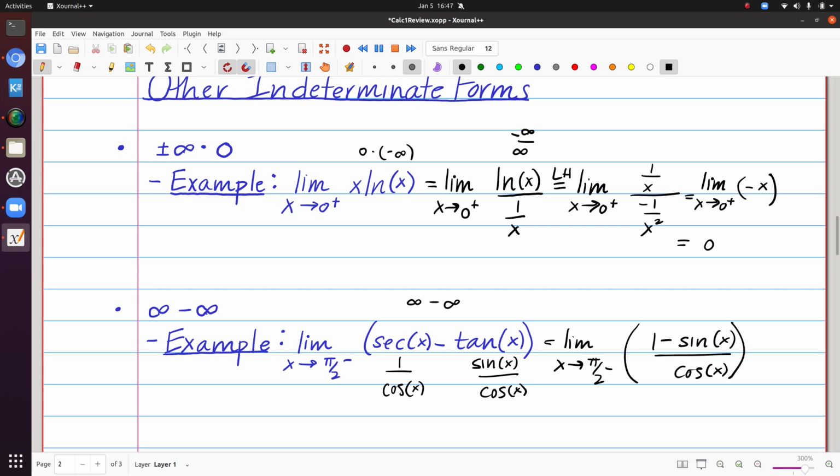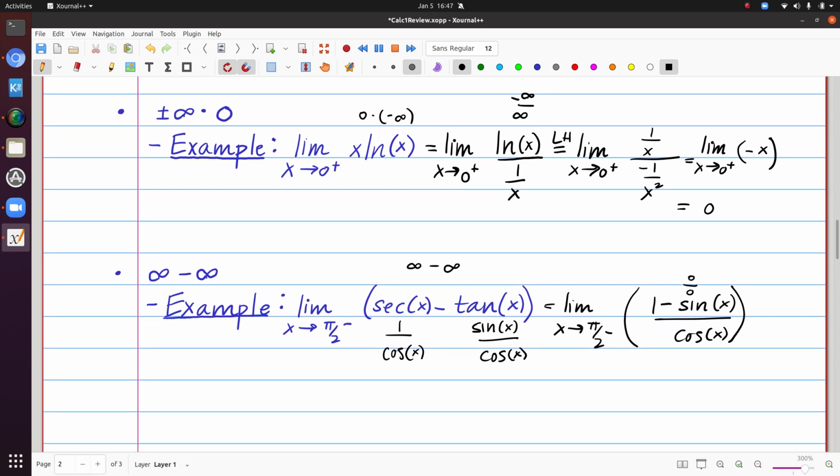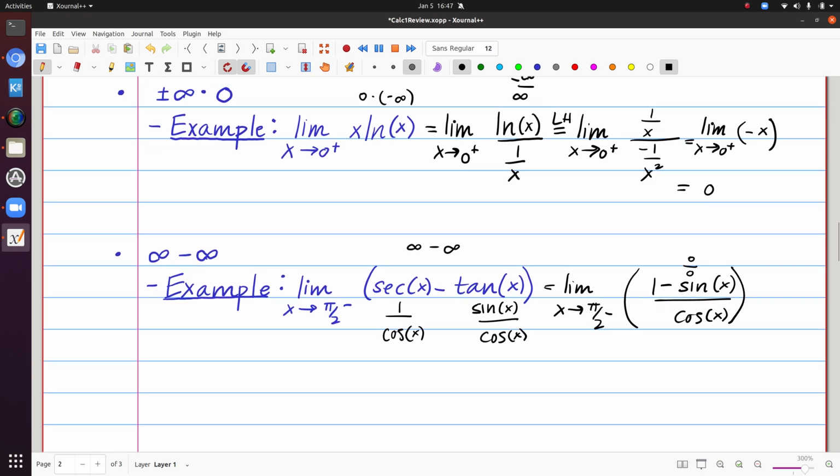Now, think about what happens to the numerator. Sine of pi over 2 is 1, so 1 minus 1 is 0, and of course, cosine of pi over 2 is 0. We are now back in the situation of an indeterminate form to which we can apply L'Hopital's rule. Doing so, we're going to get that the derivative of 1 minus sine of x is going to be minus cosine of x.